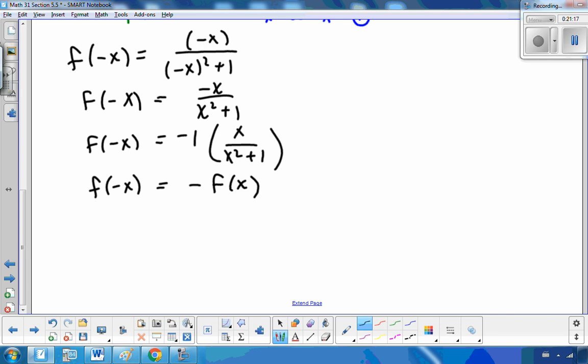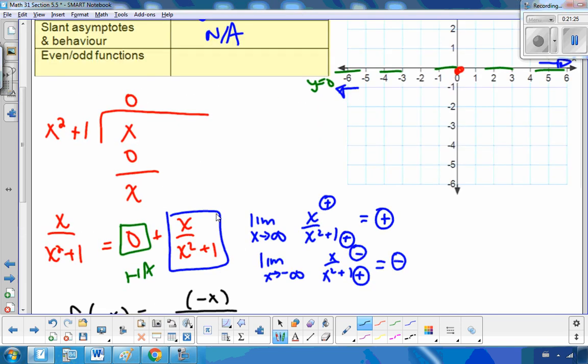So since that is true, I know that f of x is odd, which means it's symmetrical about the origin.